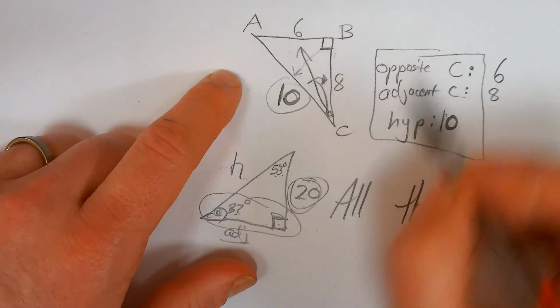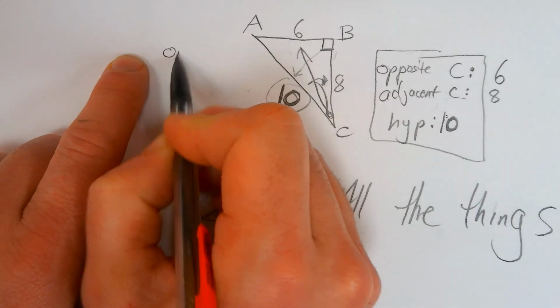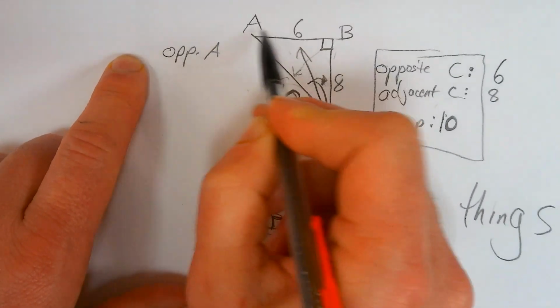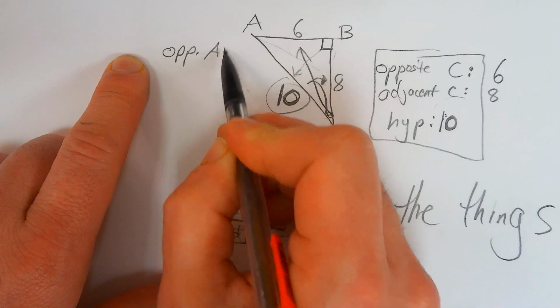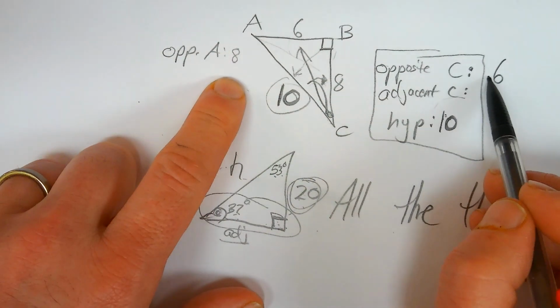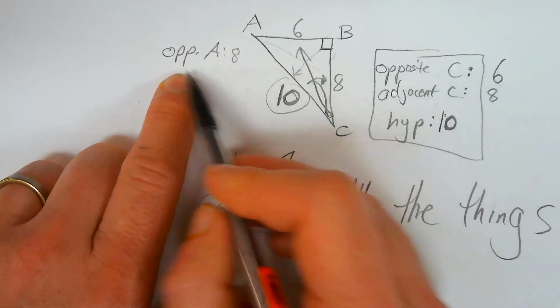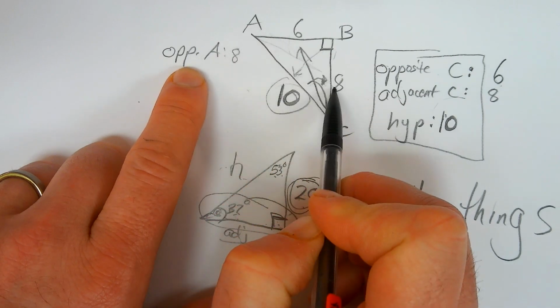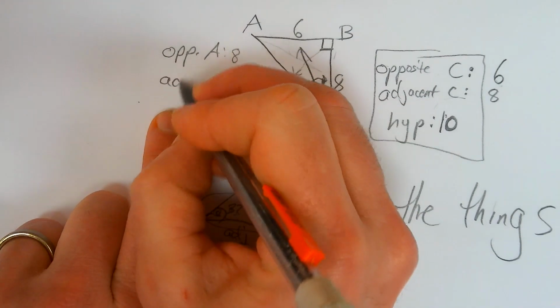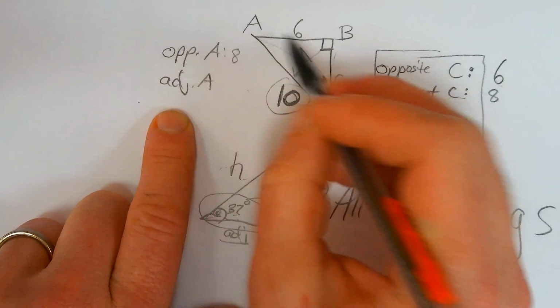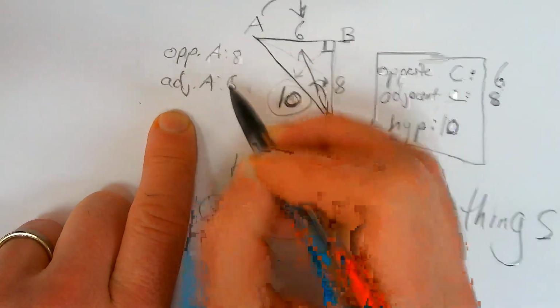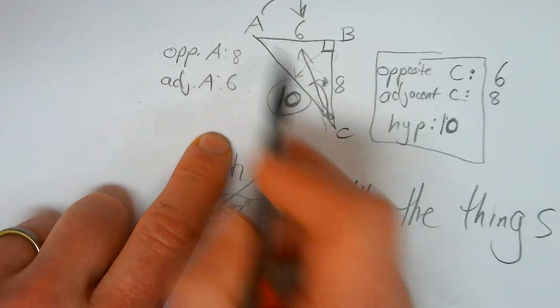Now, of course, we could switch this to what is opposite A? And then the answer is 8. See over here, opposite C is 6, but opposite A is the 8. How about adjacent A? 6. See, they switched places because we switched reference angles.